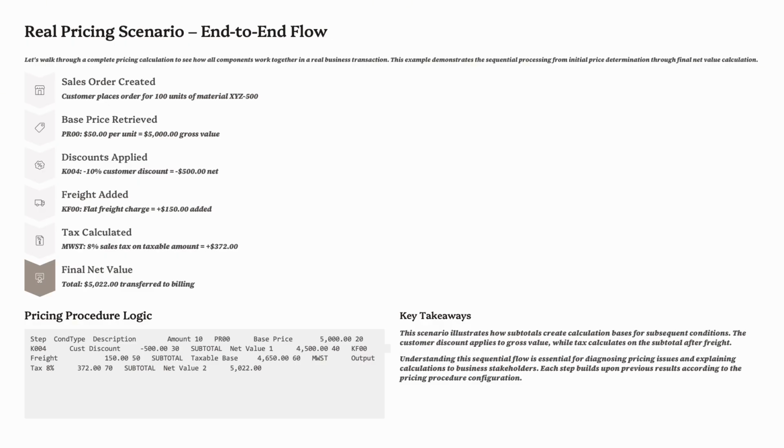6. Net value calculation. SAP now adds everything up. Base price minus discounts plus freight plus tax equals the final net value displayed in the order. This final amount is exactly what the customer will pay.